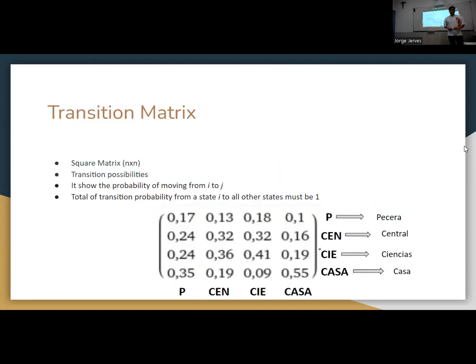A transition matrix in the Markov chain is a square matrix that represents the probability of moving from one state to another in a stochastic process. The columns in the matrix represent the current state, and the rows represent the future state. The sum of each column in the transition matrix must be equal to 1, indicating that the system must transition to some state. Here we have the transition matrix with the results of all questions of the study places that the people used to go in each semester, showing the probability of moving from one place to another.